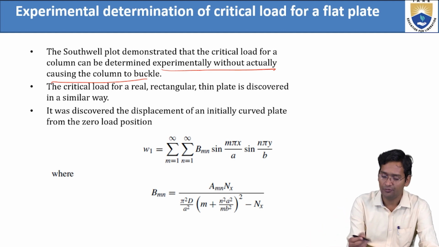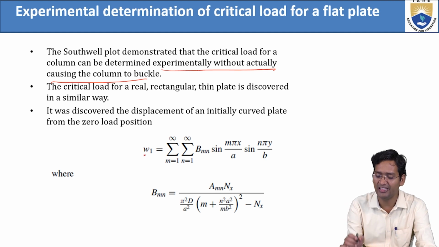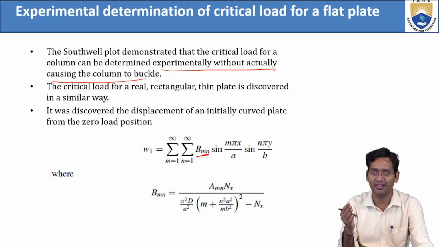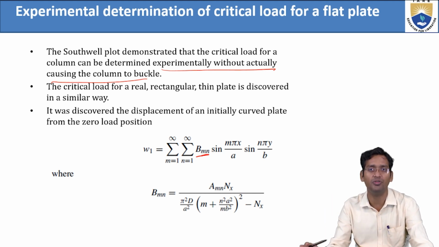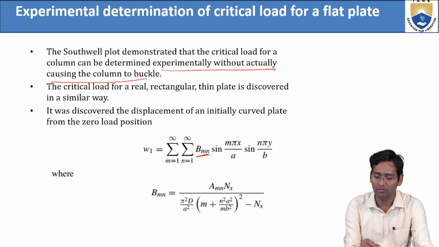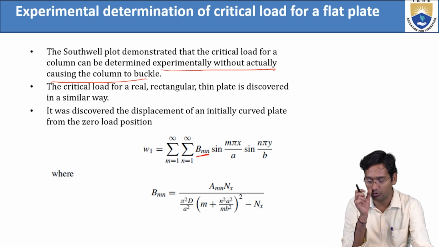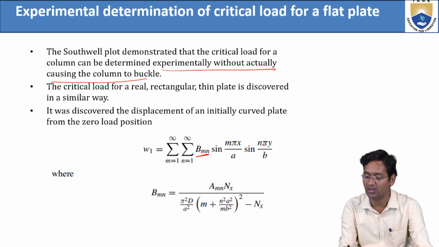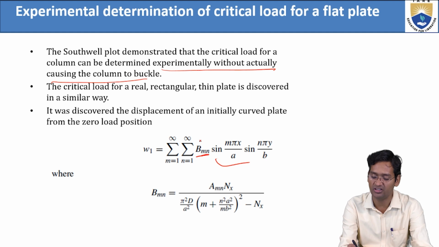We have already seen this in the previous video, but there we assumed the coefficient as A_mn, which is just a constant. Later, in the previous video, we differentiated with respect to A_mn. Now we take that coefficient as B_mn. So the displacement of an initially curved plate from the zero load position is W1 equals the double summation, m equals 1 to infinity and n equals 1 to infinity, of B_mn sine(m pi x by a) into sine(n pi y by b). This equation is the same, just with B_mn.